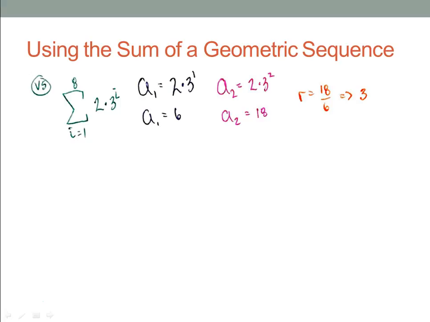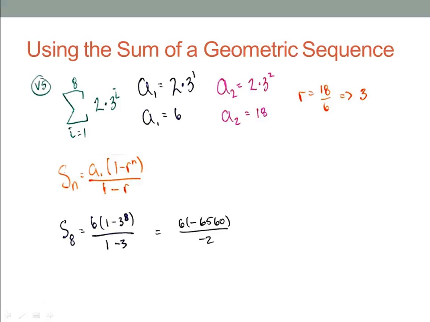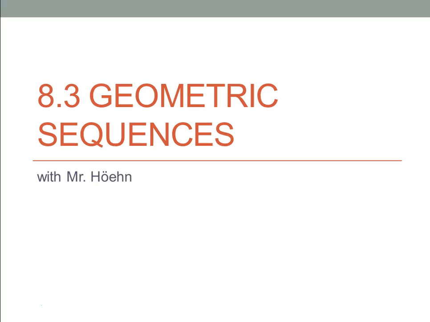All right, so plug it into my formula for the sum of the first n terms, and I need to find the sum of the first 8 terms. Boom! My calculator does all the work, and it is 19,680. All right, this is not that difficult, and in fact, we've reached the end of geometric sequences.